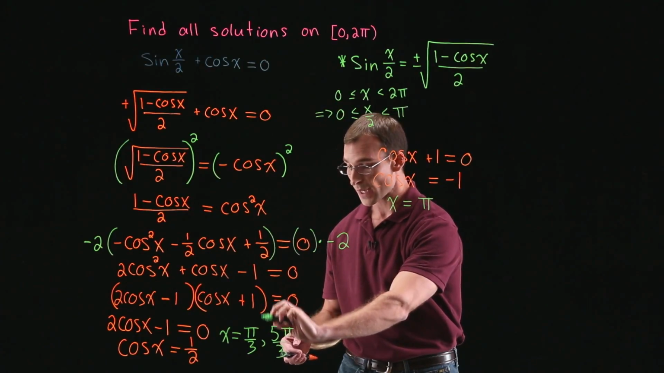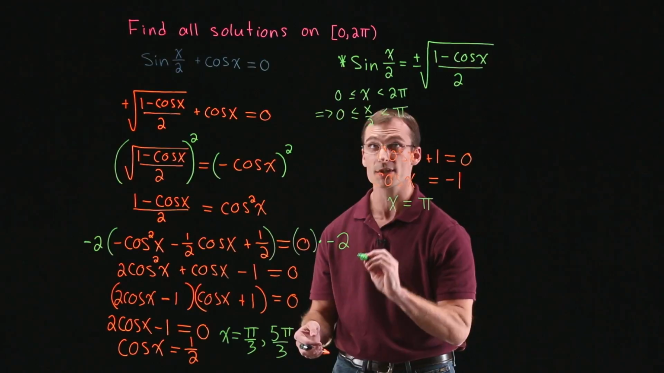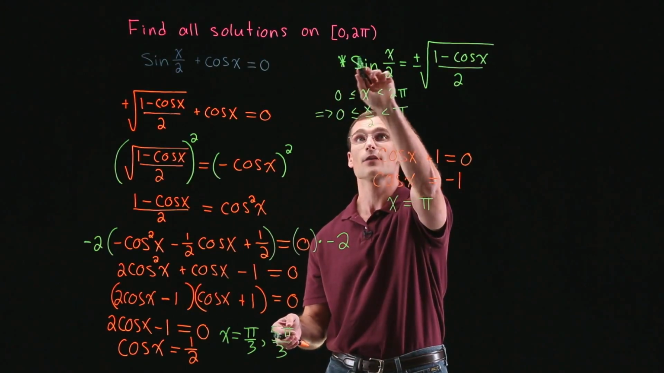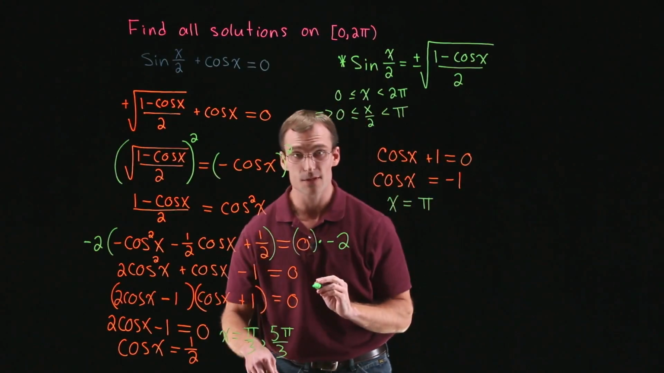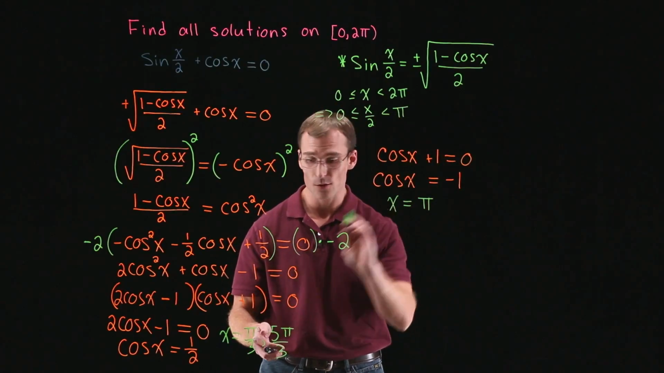And going back here, why we got pi over 3 and 5 pi over 3 is, once again, we're only taking x values on our interval from 0 to 2 pi. So that's what we would get. Now, does this mean we're done? Right? Do we have these solutions?